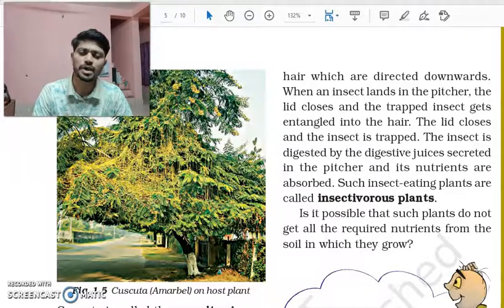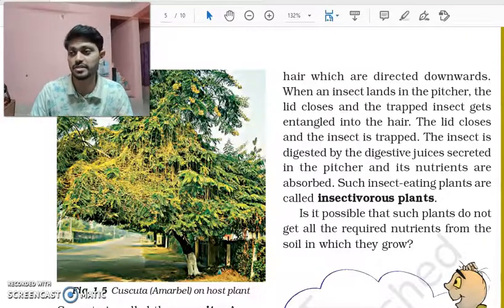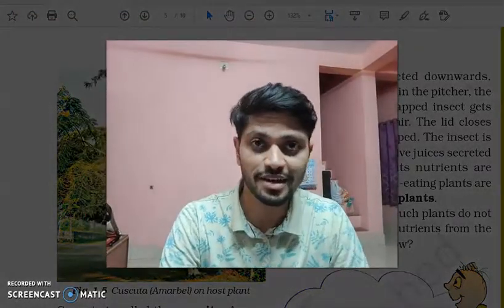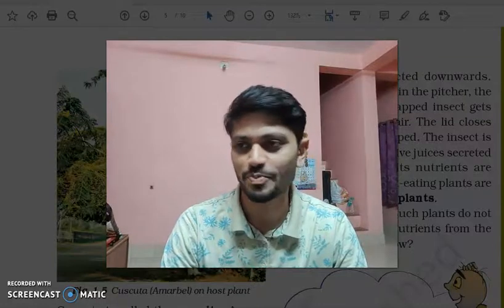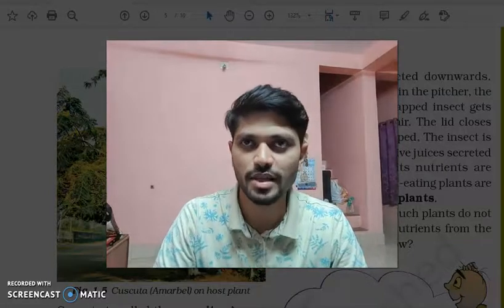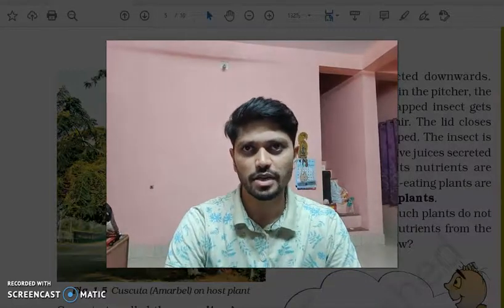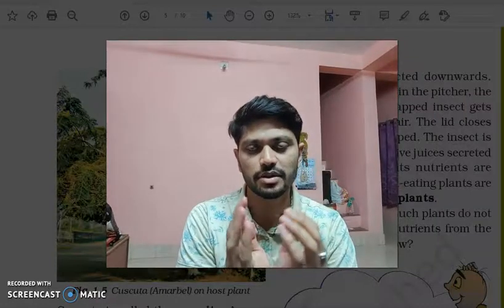So we have plants that have chlorophyll and can prepare their own food. We also have plants that do not have chlorophyll, and they have to rely on such host plants to get their food. We also have a third category of plants which are a bit scary, and we call these insectivorous plants. There is a particular plant called the pitcher plant. The leaves are made in such a way that they form a jar shape, and the leaf acts like a lid.